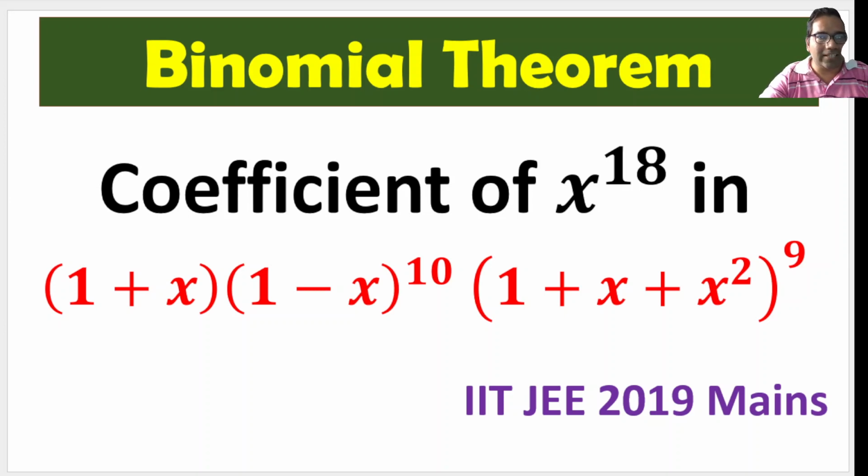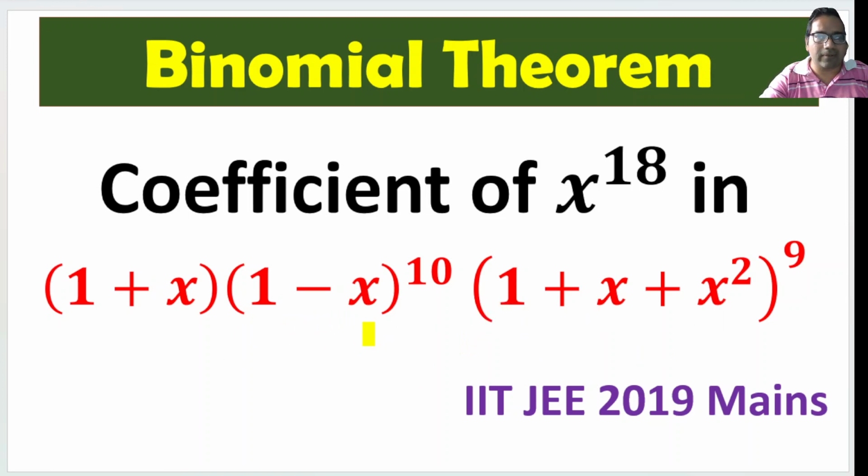Hi friends, here we have to find the coefficient of x power 18 in (1 + x)(1 − x)^10 (1 + x^2)^9. Here in this problem we have a small hint also. What is that hint? (1 − x)(1 + x^2).